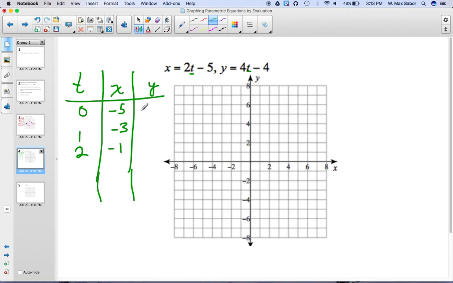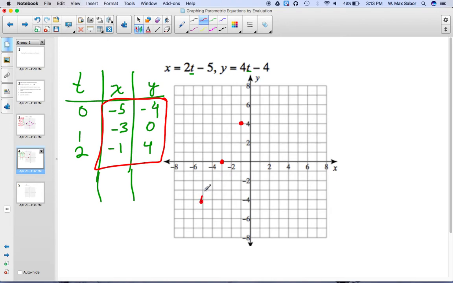Plugging in 0 here, we get out -4. Plugging in 1, we get out 0. Plugging in 2, we get out 4. So now let's plot these points. We have -5, -4, -3, 0, and -1, 4.